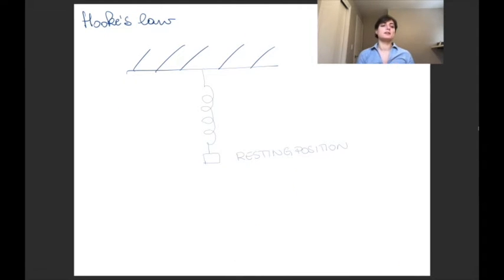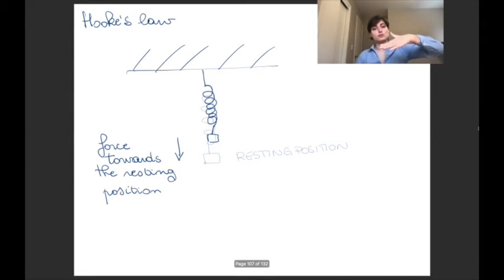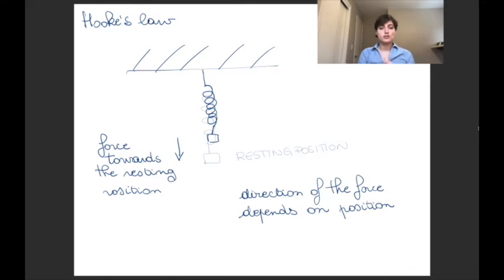Let's look a little bit at Hooke's law. If there was no mass attached, the spring would have a resting position. And if we move the spring downwards away from the resting position, then the force is upwards towards the resting position. If we push the spring upwards away from the resting position, then the force is downwards towards the resting position. The direction of the force depends on the position you're in.